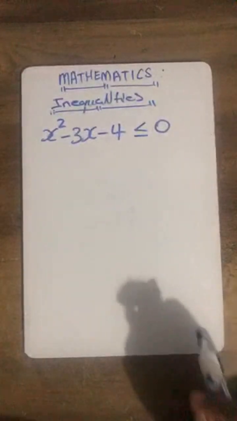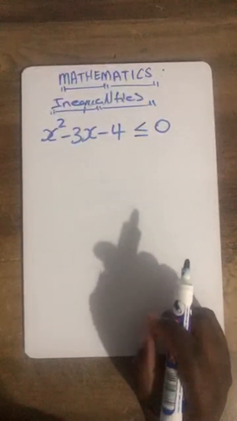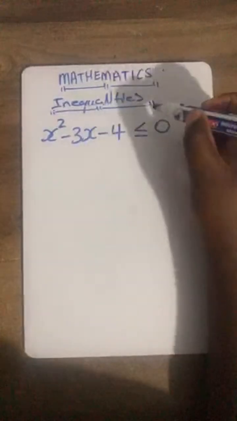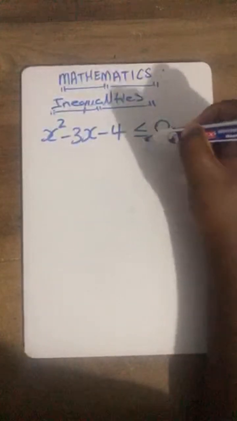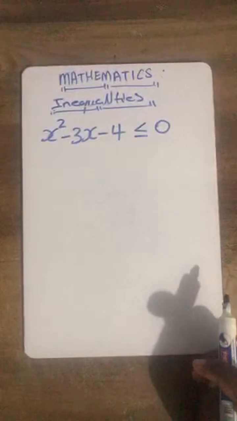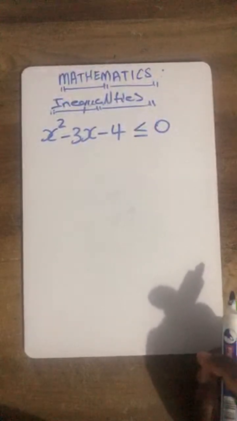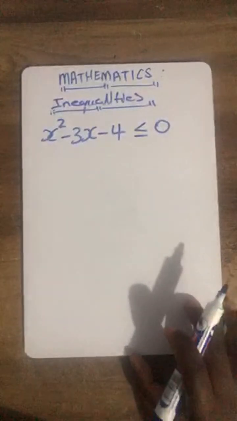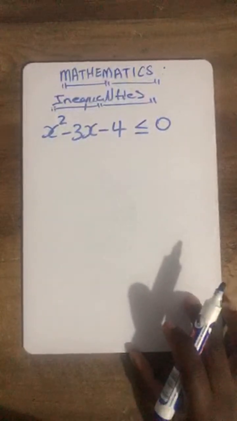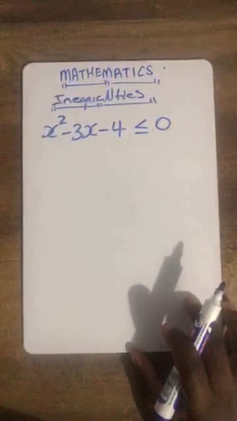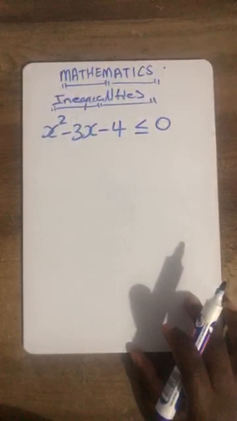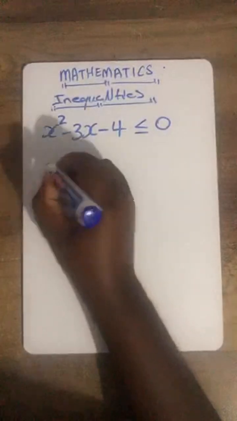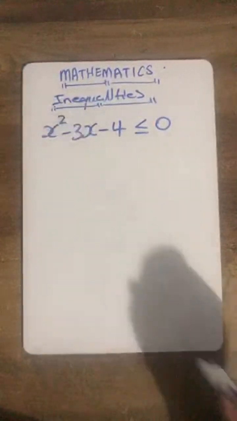So let's see. Remember guys, you need to be aware that you are dealing with an inequality because of that inequality sign. Most importantly, you need to make sure that it is in the standard form. Once it's in the standard form, it means the next step is to factorize. So let's try to factorize that.